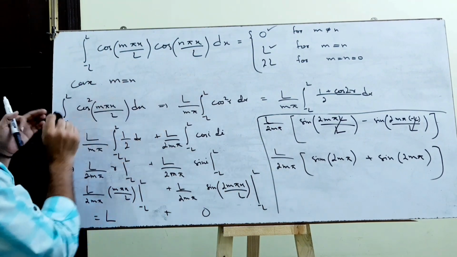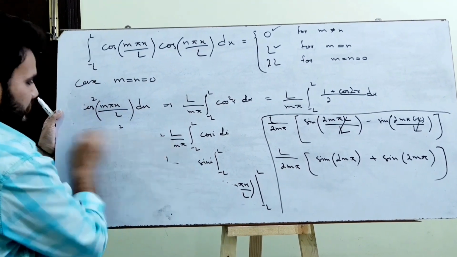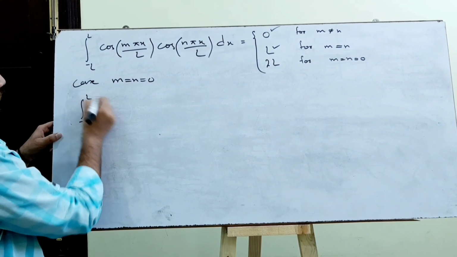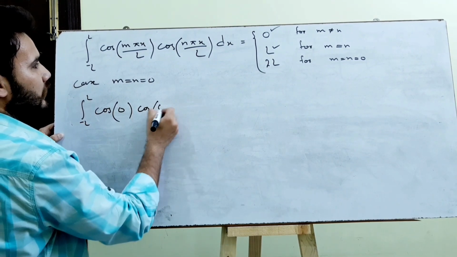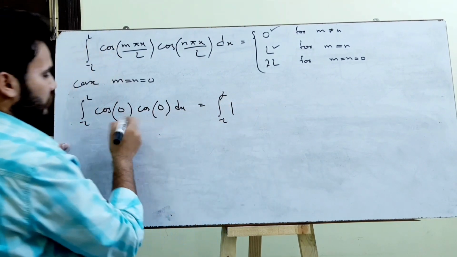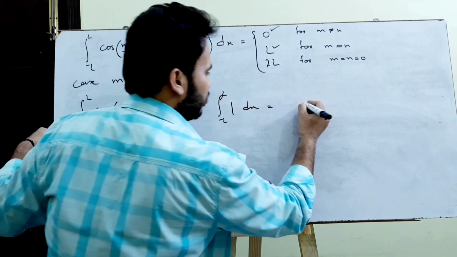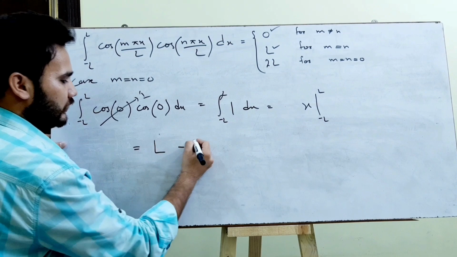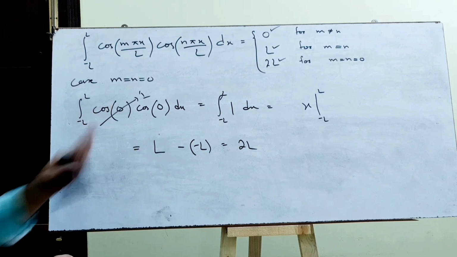Now the last part, if m equals n and n equals 0, this will be easy. If m equals n and n equals 0, then this will be the integral from negative L to L of cosine 0 times cosine 0 dx. Cosine of 0 is 1, so this will be 1 times 1 dx, and the result will be x from negative L to positive L, which is L minus negative L. This will be 2L. So we get our desired result from this integral.